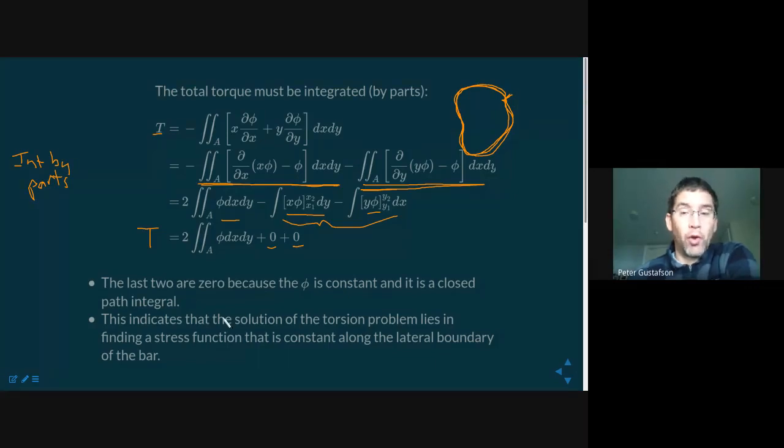Okay, so we know that function will satisfy equilibrium. We know it'll satisfy compatibility requirements. We know it satisfies strain kinematics. We know it does all that stuff. We still don't know what it is. So the solution to the torsion problem is just about finding the stress function. And we know it has to be constant along the lateral boundary of the bar.